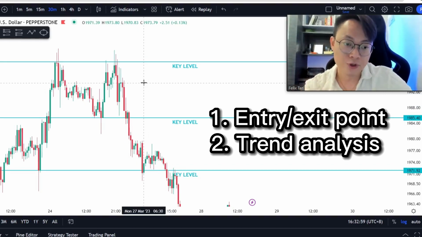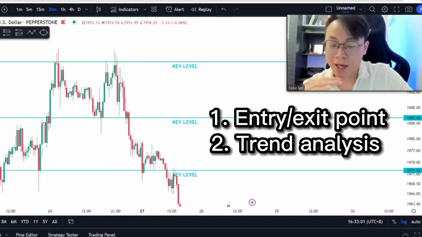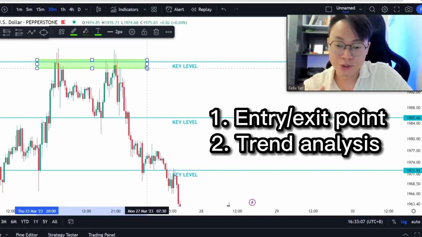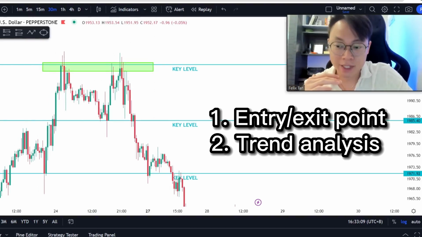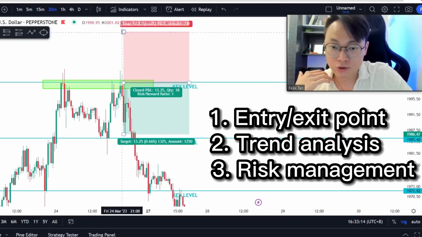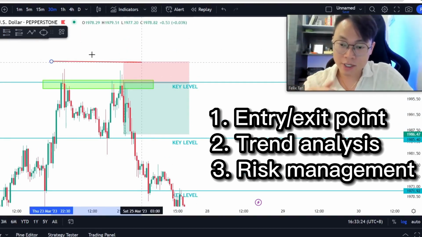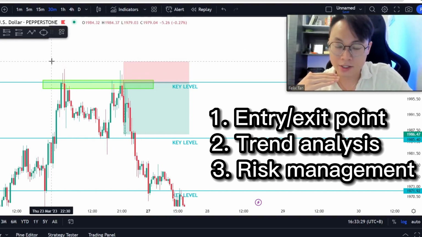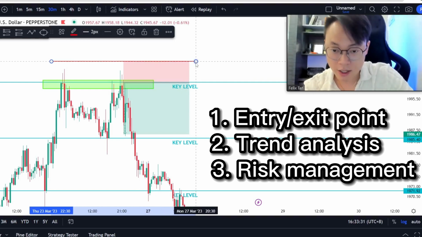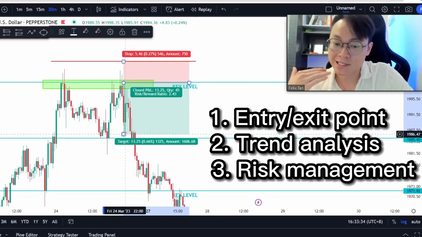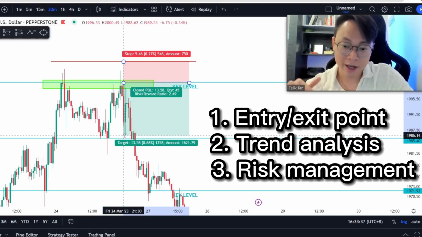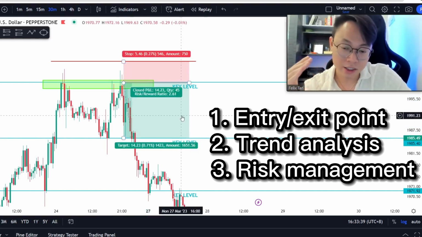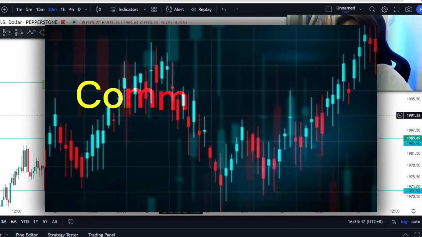The third point of using key levels is whenever you have a key level and you're planning a trade, it helps you determine the trade, and from there you know where to put your stop loss and where to put your take profit. So in this case, you can put your stop loss above the key level and above the weak rejections here, and your take profit can simply be at the next key level. So this is a clean trade, just based on the key level.